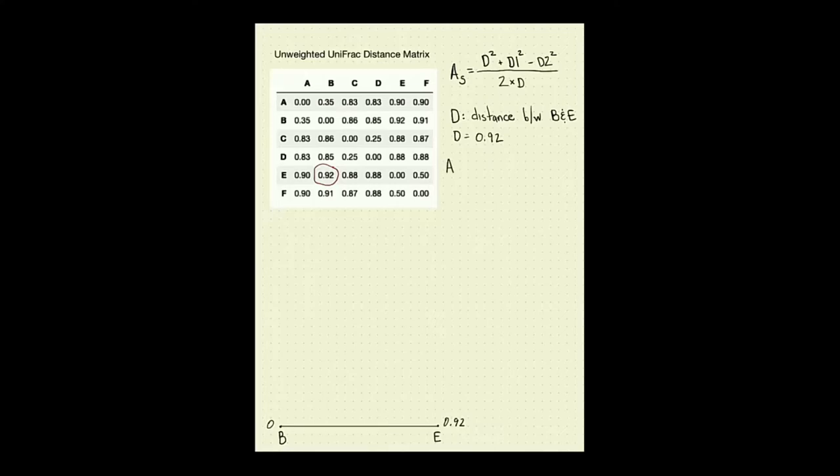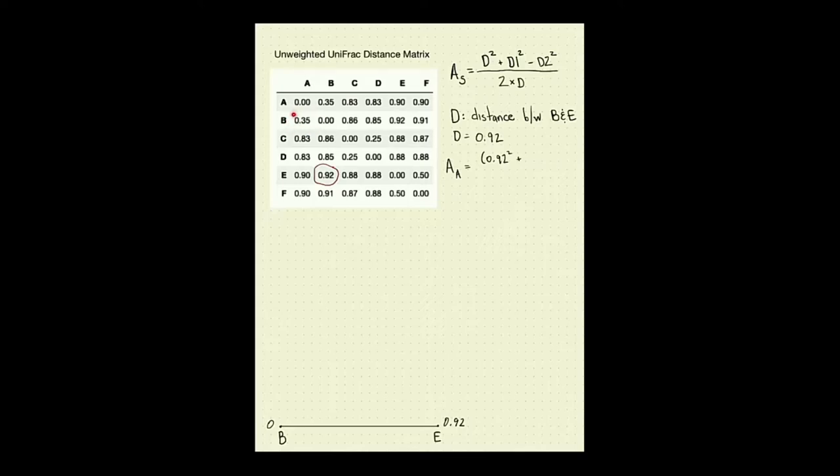And so first we will say the axis placement of sample A, so we're going to call that AA, equals D squared, so that is 0.92 squared, plus D1 squared. And so D1, like I mentioned, is the distance between the current sample, so sample A, and the sample at point 0 on this axis. And so that's sample B.